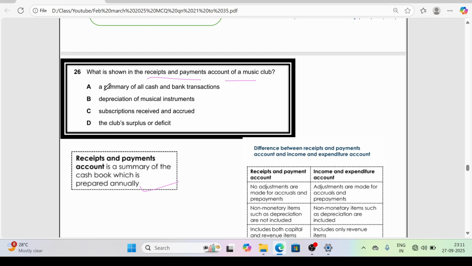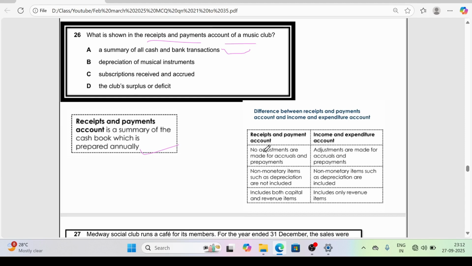Let's analyze options A, B, C, and D. Summary of all cash and bank balances. Yes, here it's the answer. Receipts and payments account of a music club, summary of all cash and bank transactions. Then B, depreciation of musical instruments. Here I have already given some notes related to the difference between receipts and payments and income and expenditure. In the receipts and payments account, no adjustment is made for accruals and prepayments, and non-monetary items such as depreciation are not included. So this is wrong.